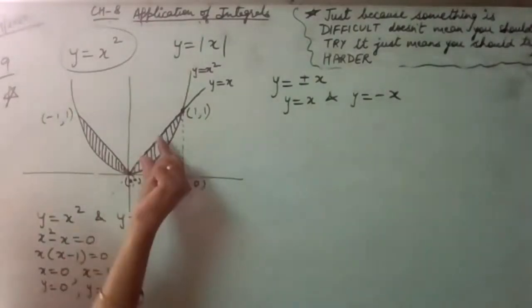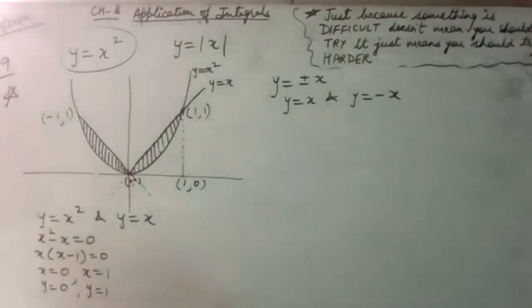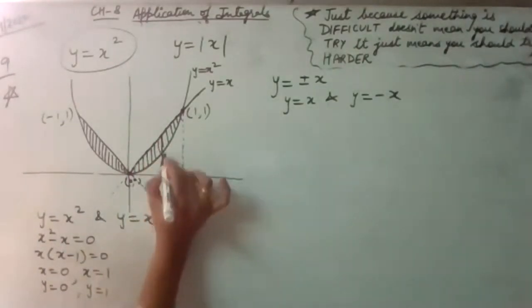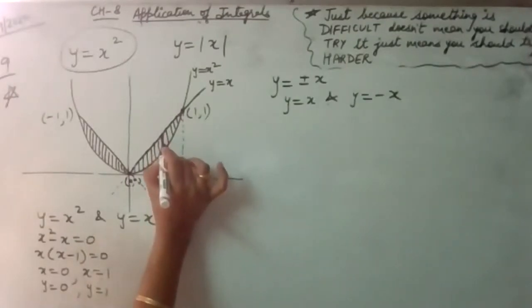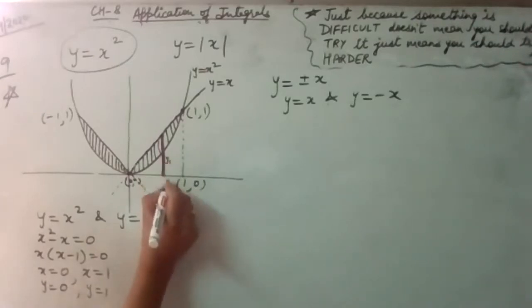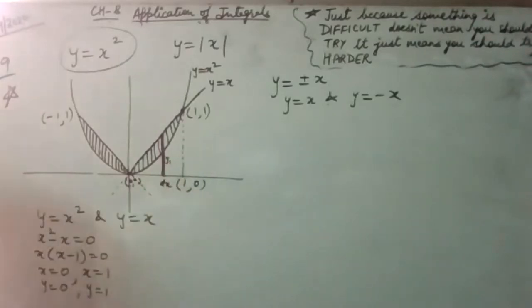Now we need this shaded region. How to find out this shaded region? Look here. If we find out this complete area from the line to the x-axis, so let's take a complete strip from line to x-axis. Mark it as y1 dx.